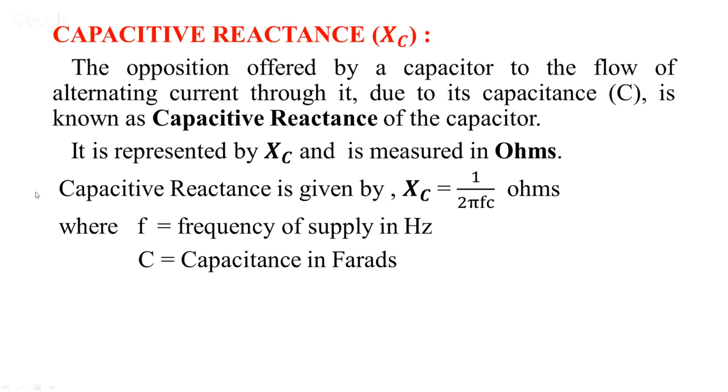Capacitive reactance. This is the opposition offered by a capacitor to the flow of alternating current through it due to its capacitance. It is represented by XC and is measured in ohms. Capacitive reactance is given by the equation XC equals 1 by 2 pi FC ohms, where F is the frequency of the supply in hertz and C is the capacitance in farads.